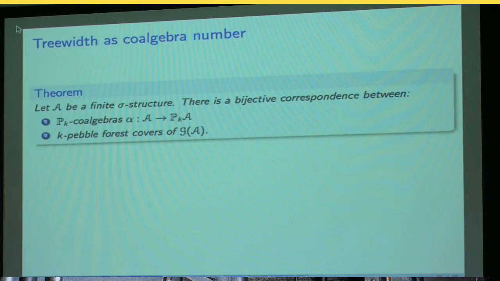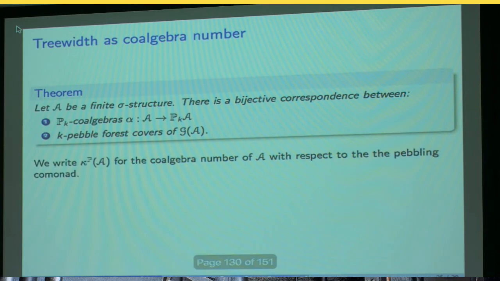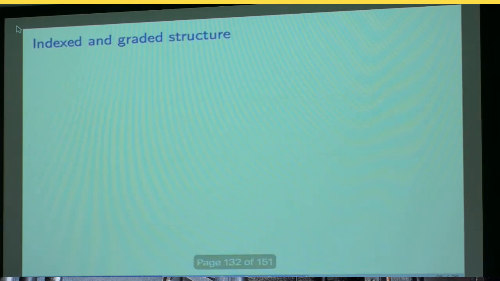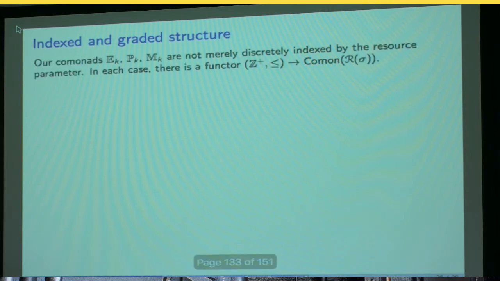Once we have this k-pebble forest cover, though, we can do a very similar argument to what we saw with the tree depth to show that co-algebras correspond to k-pebble forest covers of the Gaifman graph of the structure. And then the result we get is this match up to this convention about subtracting 1.